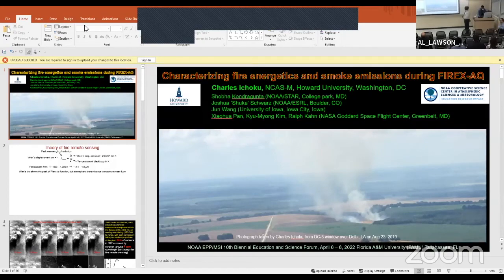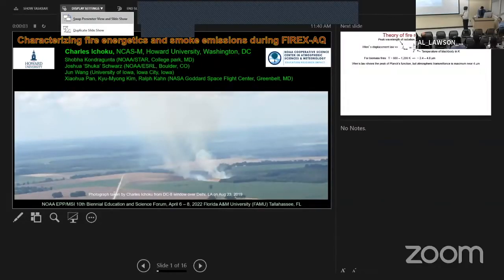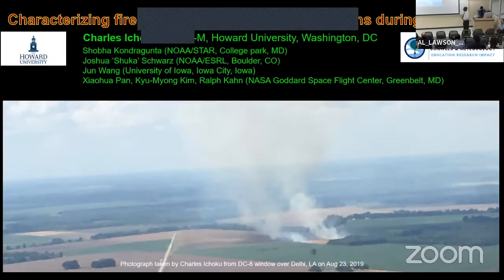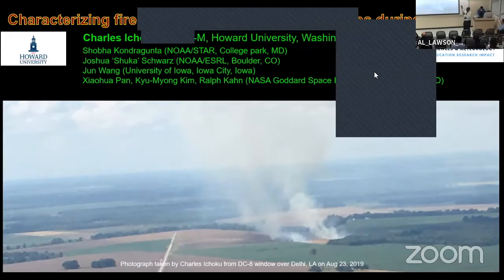So I'm going to be looking at how we are trying to improve our measurements and modeling of this phenomenon. Okay, so as I was saying, I don't know why this is blocking the title, but that's okay. So we're characterizing the energetics and the emissions of fires during the FIREX-AQ field campaign. The AQ there represents air quality.